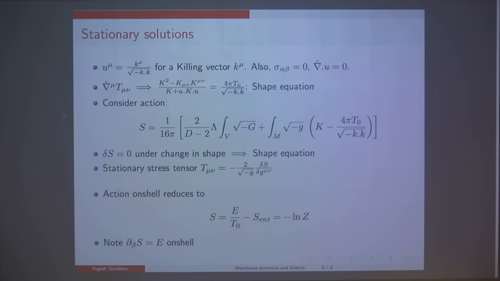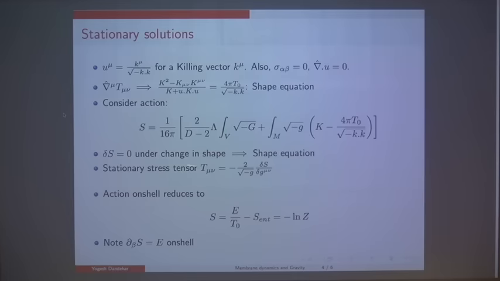So I now consider the stationary solutions of this improved membrane. In the stationary case, velocity is proportional to the Killing vector. And so the conservation of the membrane stress tensor gives you this simple shape equation, where T naught is an arbitrary constant. Now I consider an action of this form, where M is the membrane world volume and V is the space-time which is enclosed by this membrane world volume.